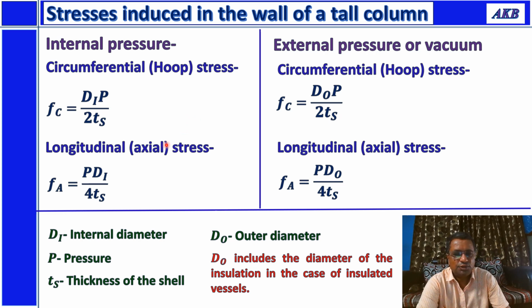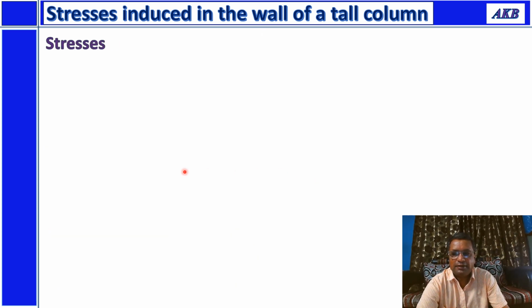Okay. So now due to internal pressure, how to calculate the stresses? You have these equations. Due to external pressure or vacuum, how to calculate them? You have these equations. So the point to remember is, due to internal pressure, you will have circumferential stress and axial stress, and the same is the case with external pressure or vacuum.